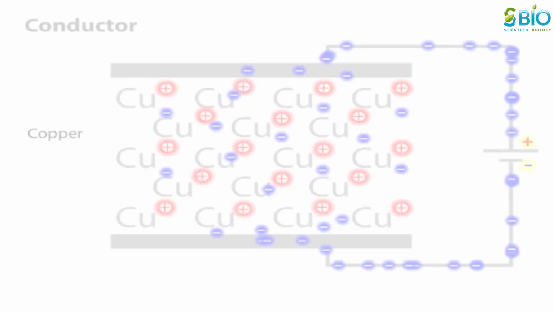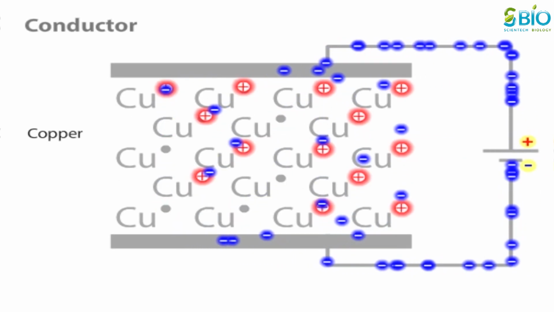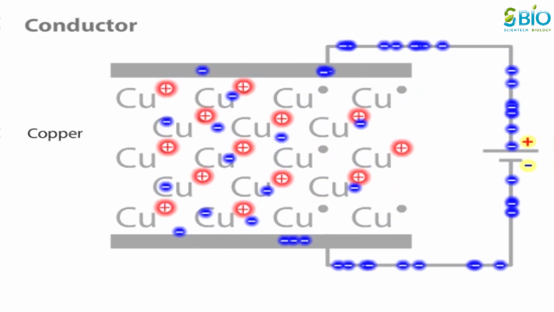In contrast to silicon, a true conductor such as copper has a much looser grip on its electrons, and with a voltage applied, a relatively large current can flow through a copper wire.